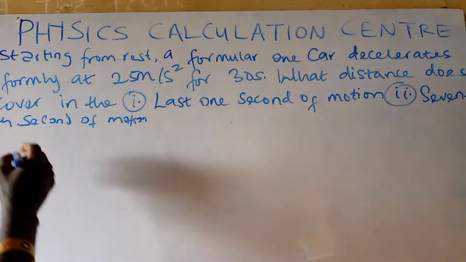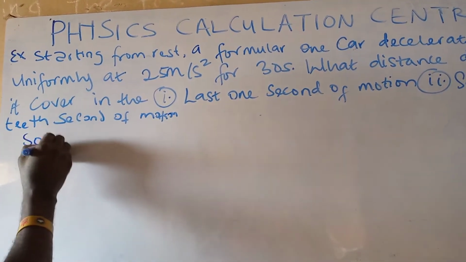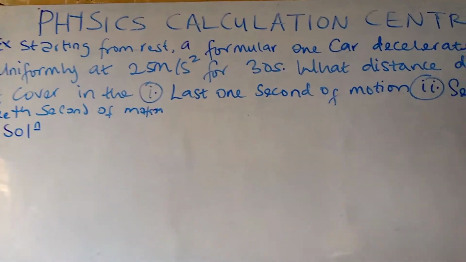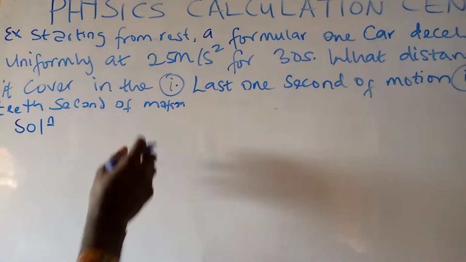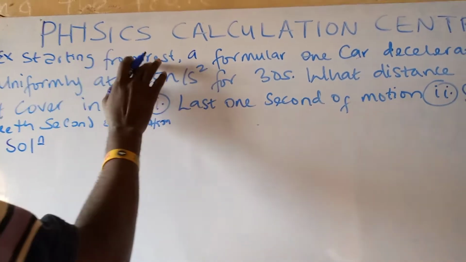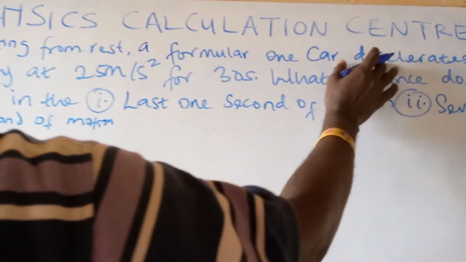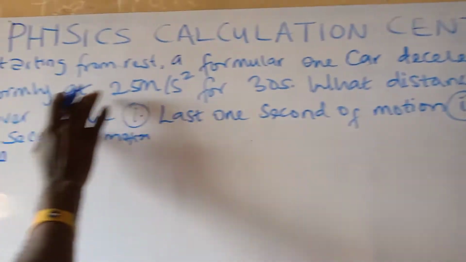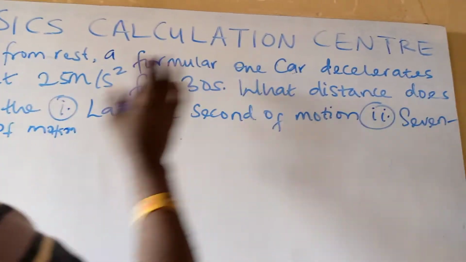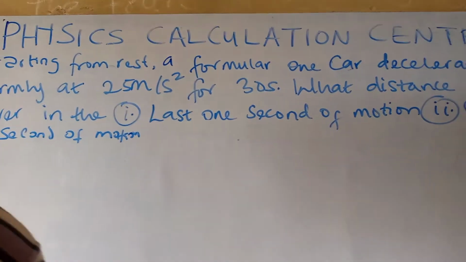Okay, let's shoot. So you know in physics, the first thing we do is to write the parameters. So what are the parameters given? If you look at this, we have acceleration. Read the question properly. It says, starting from rest, a Formula 1 car decelerates uniformly at 25 meters per second squared for 30 seconds. What distance does it cover in the last 1 second?